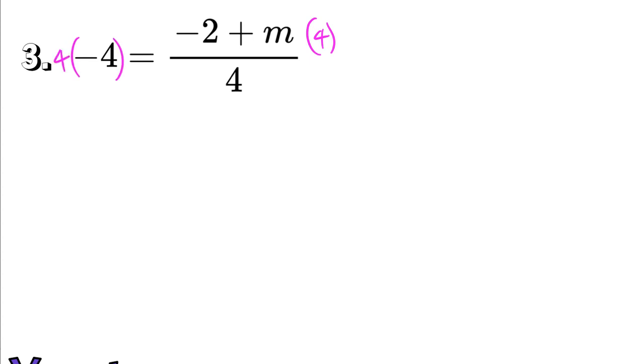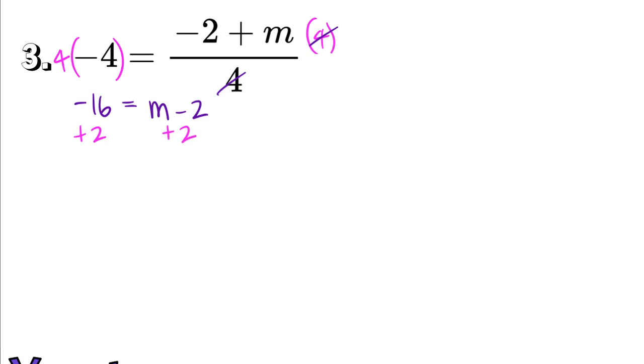When we do that, on the left, we get 4 times -4, which equals -16. And then on the right, these two things undo each other, which leaves us with -2 plus m, or m minus 2, same thing. The next step is just to isolate the variable. So we have m minus 2 on the right. To get rid of -2, we want to add 2 to both sides.